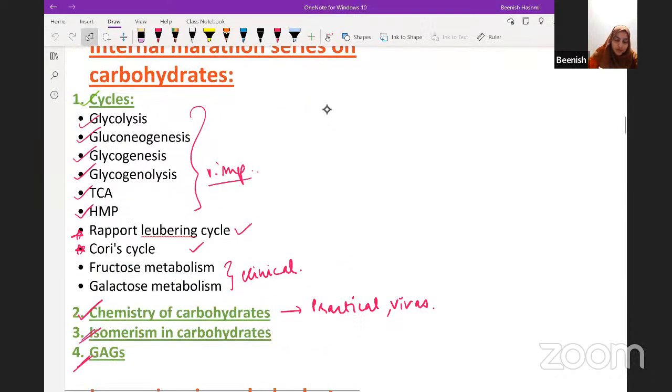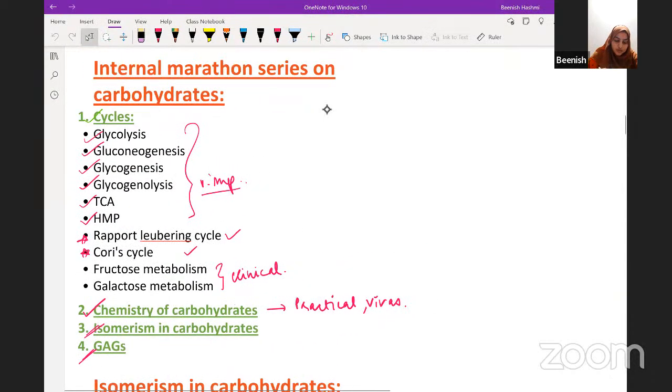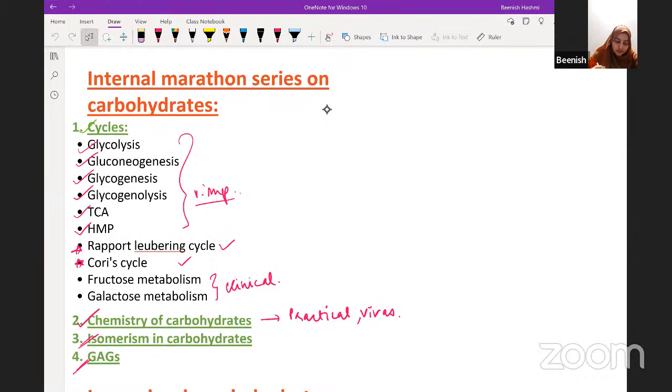So all of the topics for carbohydrates, the cycles, the chemistry, isomerism, GAGs, and mucopolysaccharidosis, all of this has been completed. So with this, we come to the end of our marathon series in carbohydrates.